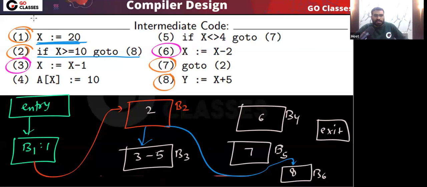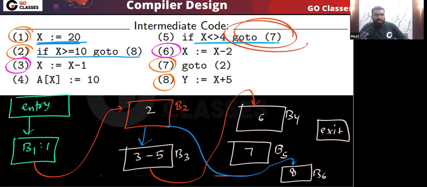This is a conditional jump. So one edge you will put to the basic block containing the next instruction, that is 6. And one edge you will put to the basic block containing 7.